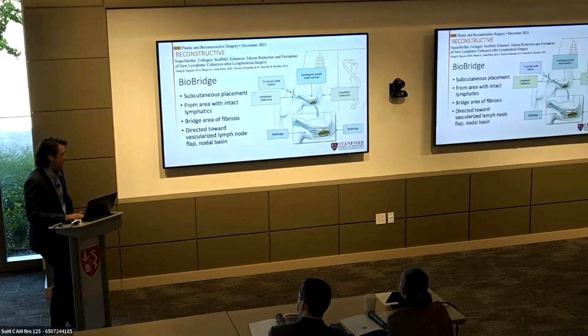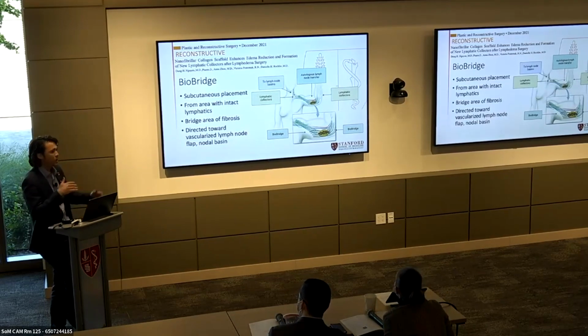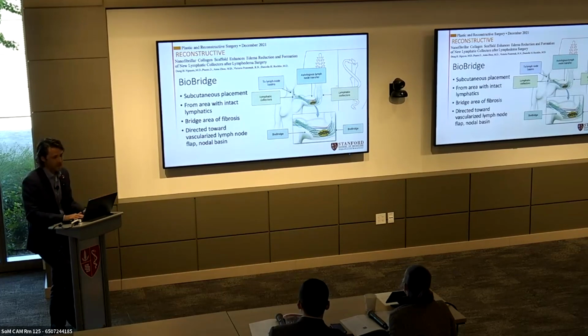BioBridge is very easy to place. It's subcutaneously placed where superficial lymphatic vessels run naturally, but you go from an area of intact lymphatics distally, bridge over an area of diseased fibrosis, and towards a healthy lymph nodal basin proximally, and this can be done with essentially a suture passer device.